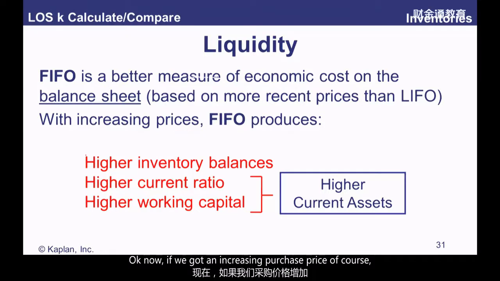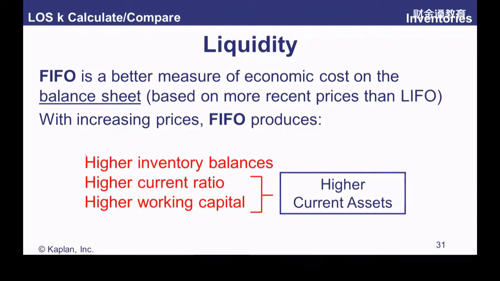Okay, now, if we've got increasing purchase prices, FIFO is going to give you higher ending inventory. If it gives you higher ending inventory, your current assets are going to be higher, and therefore your current ratio will be higher. Current assets divided by current liabilities. Higher current assets, no impact on current liabilities whatsoever. And higher working capital, current assets minus current liabilities.